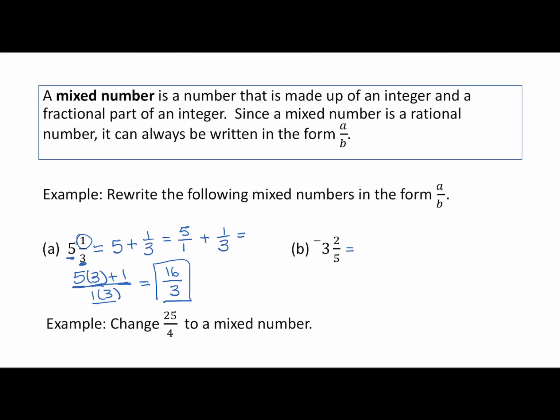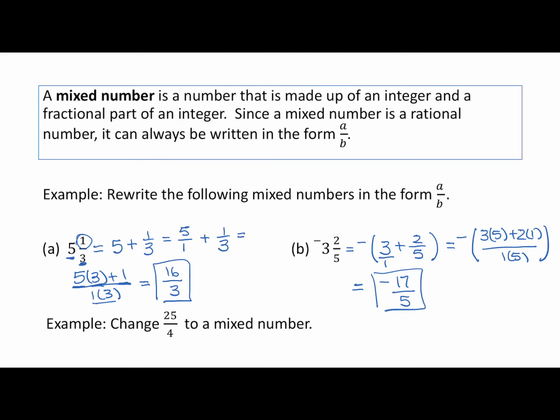All right, let's try it again here. So negative 3 2/5 is negative quantity 3 plus 2/5. And I can think of 3 as 3 over 1. So this is negative 3 times 5 plus 2 times 1 divided by 1 times 5, which is negative, I'm going to have 15 plus 2 on top, or 17 fifths.